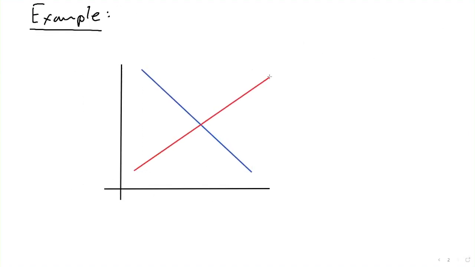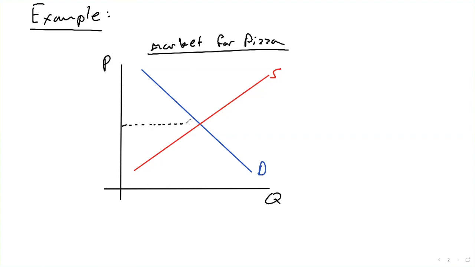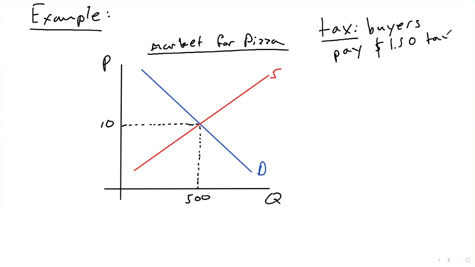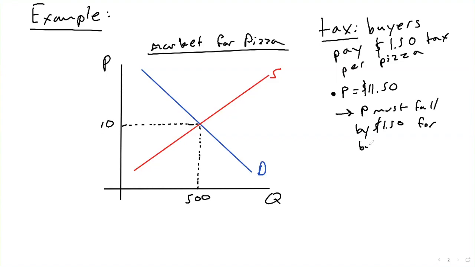So let's look at an example in the market for pizza. Let's say the equilibrium price is $10 and the equilibrium quantity is 500. Now let's say a tax is placed on pizza on buyers. Say buyers pay $1.50 tax per pizza. So let's think about what would happen. So the price that buyers pay is now $1.50 higher than it was before. And so the price would have to fall by $1.50 to make buyers willing to buy the same quantity as before.